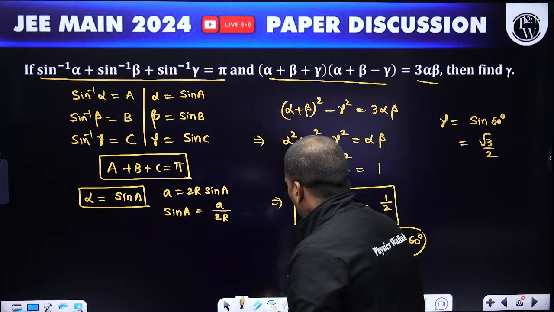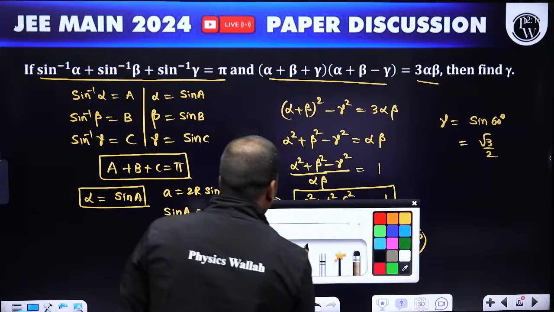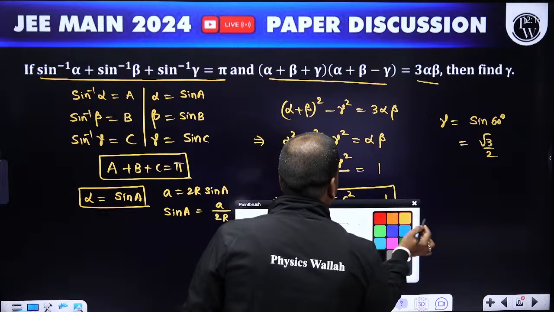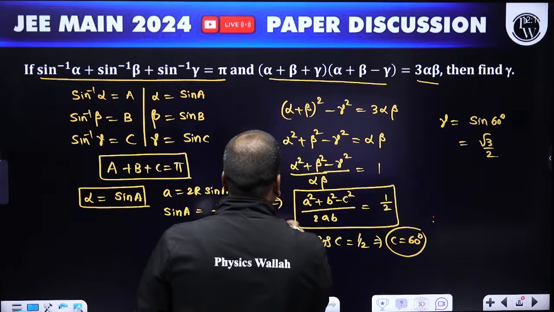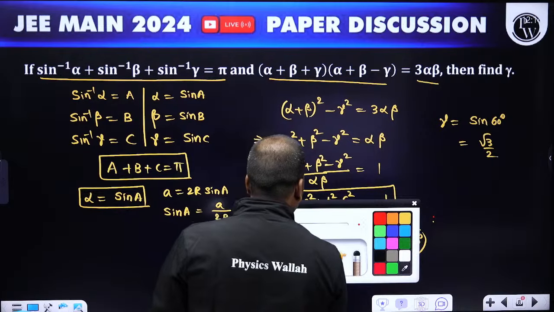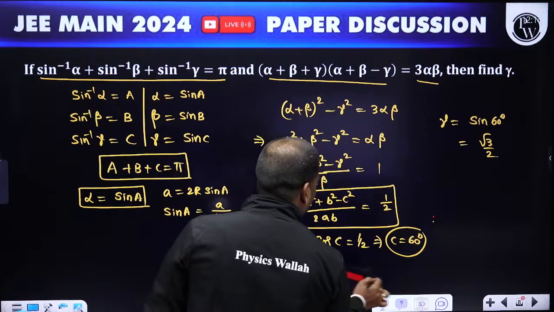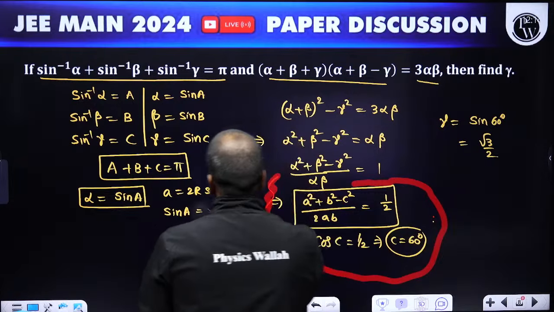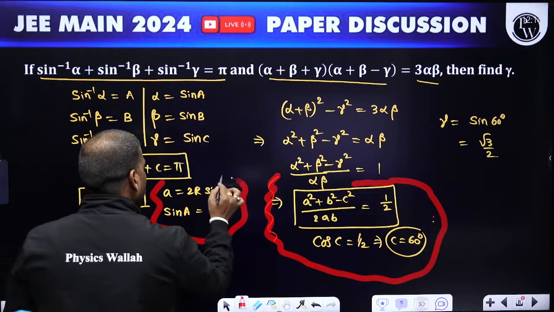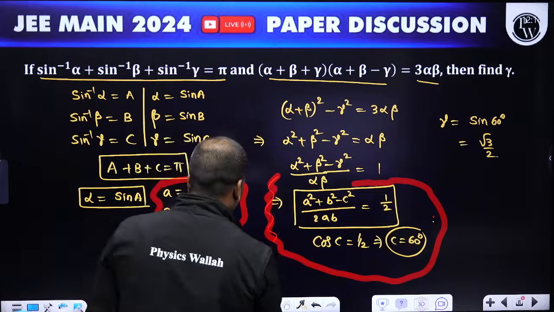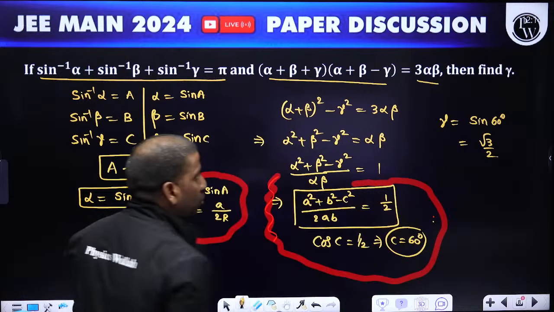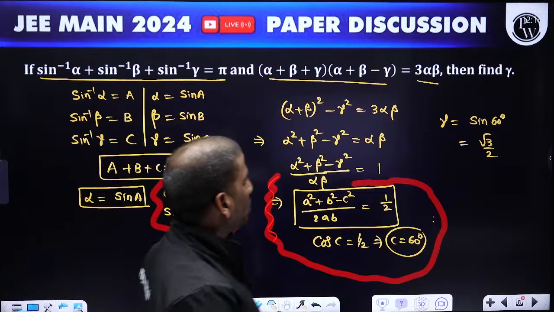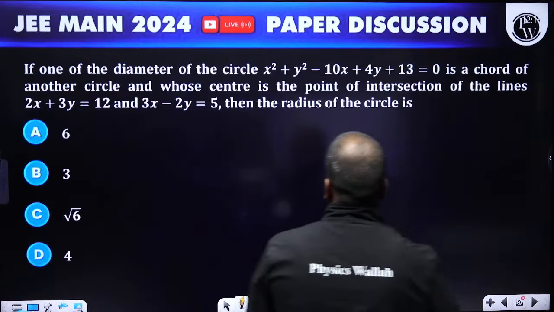So what we have applied here? This is the important point, the cosine rule. This is the cosine rule we have applied, and we introduced the sine rule also. So if you know those two things and apply them, very easily we can do this question. So gamma is equal to root 3 by 2.